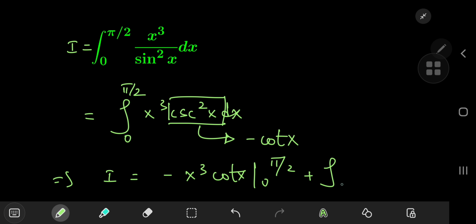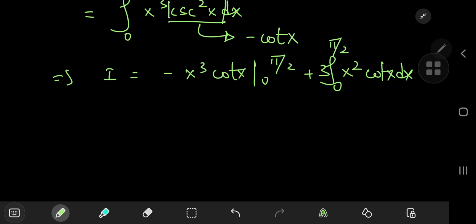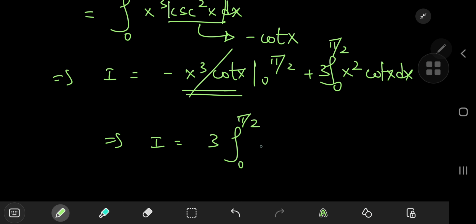The two negatives canceling out, you have the integral from 0 to pi by 2 of the derivative of x cubed, which is 3x squared, times the cotangent of x dx. And you can verify in the limit as x approaches pi by 2, because the cotangent equals cosine by sine, that approaches 0. You can verify in the limit as x approaches 0, using L'Hopital's rule, that this term here collapses to 0. So it's 0 in both limits, and we can just cross this out. And this implies that I equals 3 times the integral from 0 to pi by 2 of x squared times the cotangent of x dx.